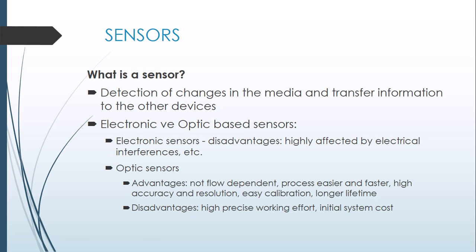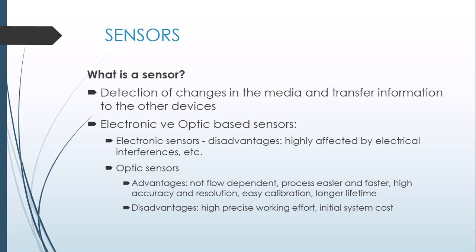I'd like to talk about sensors first. What is a sensor? A sensor can detect changes in the media and transfer information to other devices. Electronic and optical based sensors are available in the markets. Electronic sensors have several advantages, but one important disadvantage: they are highly affected by electrical interference. This affects the sensor sensitivity.